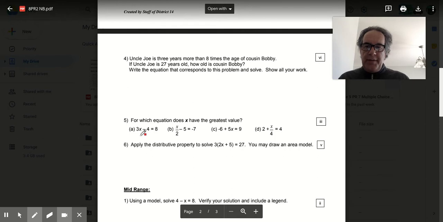First off, you have to find out which one has the greatest value. So to start with, you've got to get rid of this negative 4. It's farthest away, so you're going to add 4 to both sides. You have 3x. These negative 4, positive 4 cancel. A positive 4 on this side equals 12. And your x, when you divide both sides by 3, because it's multiplication, x equals 4.